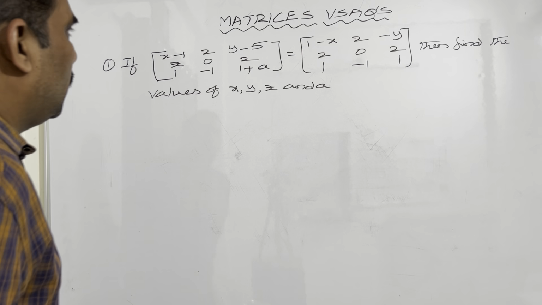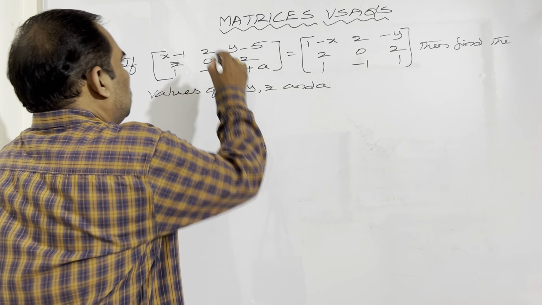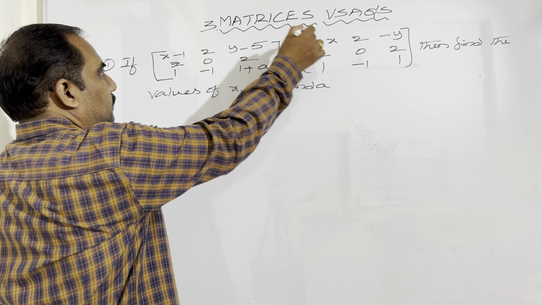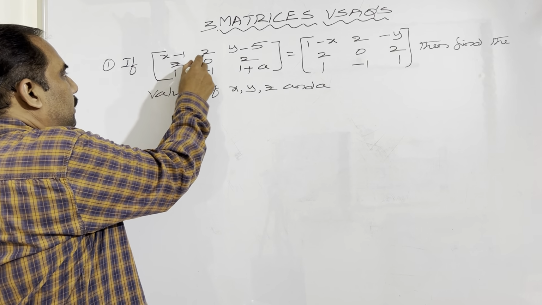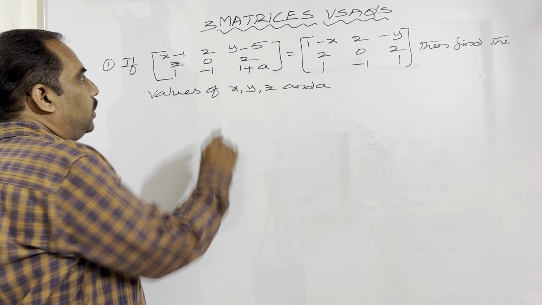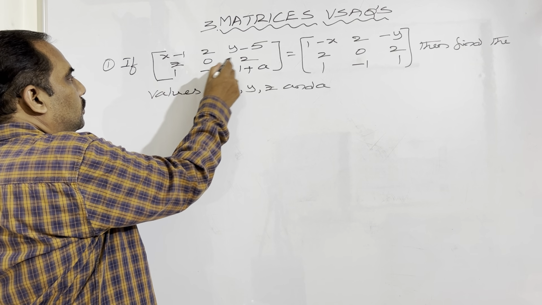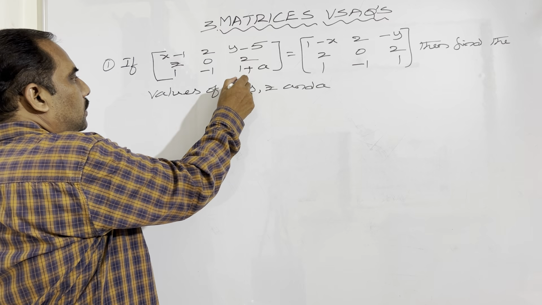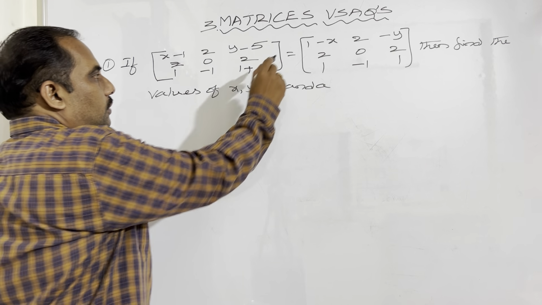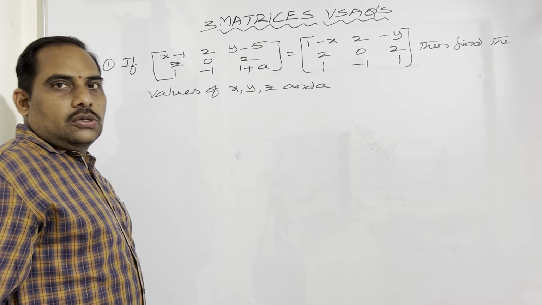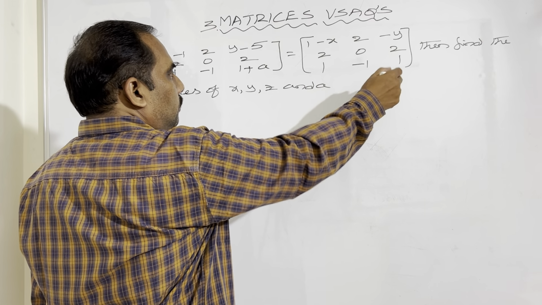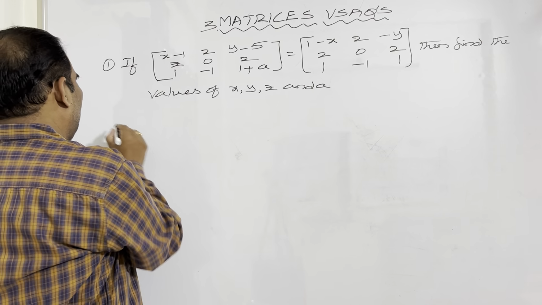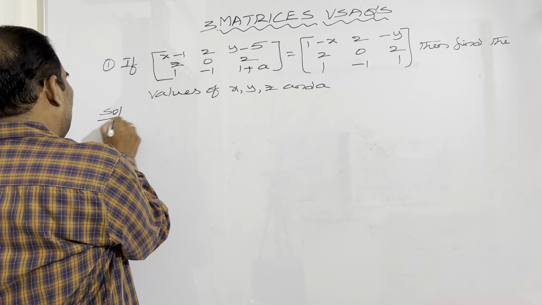So in this video we are going to discuss third chapter, Matrices, VSAQs. First question: if the matrix [x-1, 2, y-5; z, 0, 2; 1, -1, 1+a] is equal to [1-x, 2-y, 2; 0, 2, 1; -1, 1], then find the values of x, y, z and a.